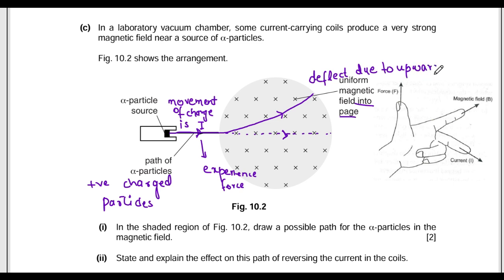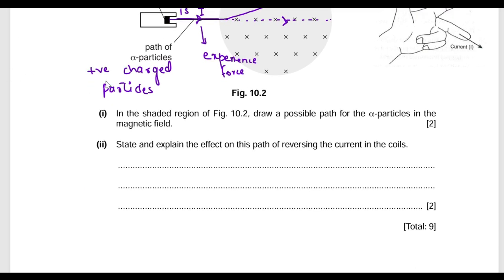Now how do we come to know that this force was acting upward? This is a very important thing to consider. Now we use Fleming's rule. We move our forefinger into the screen, middle finger towards the right hand side, and we see our thumb will point upward, so they will experience an upward force.